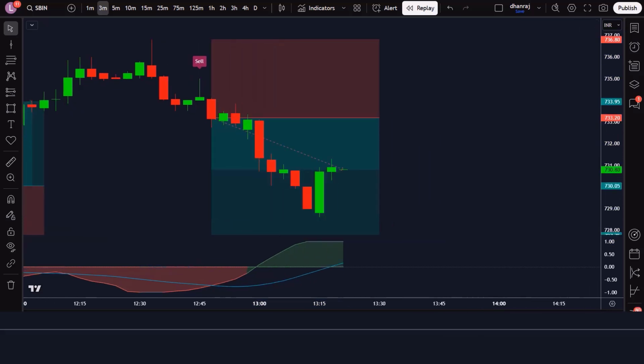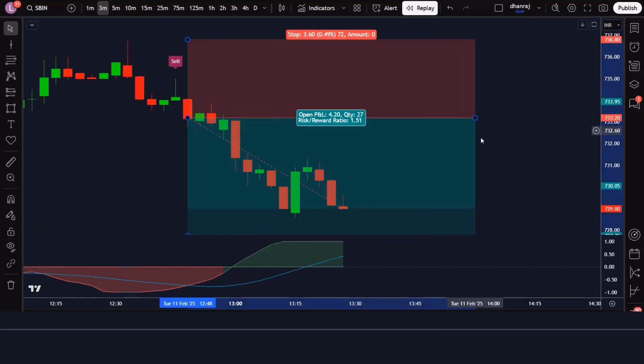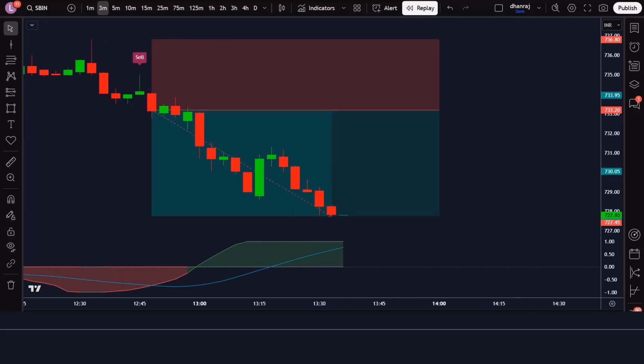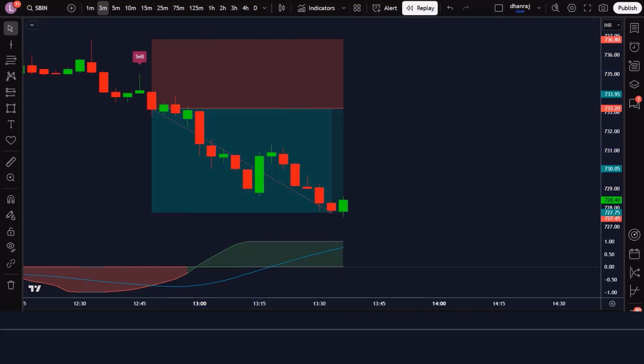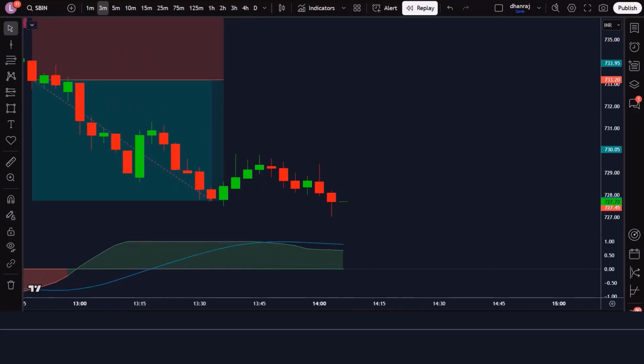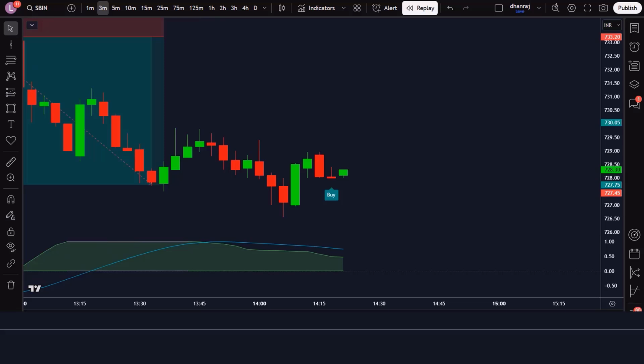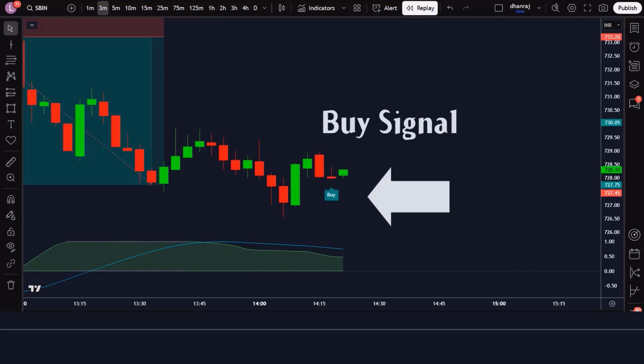Our trade is running in profit. We have won this trade. Let's find the next trade. We have got the signal. Here the Black Trend Trader Indicator gives us a buy signal.